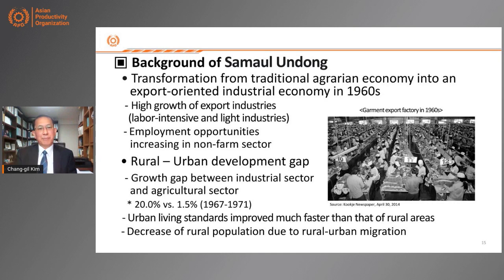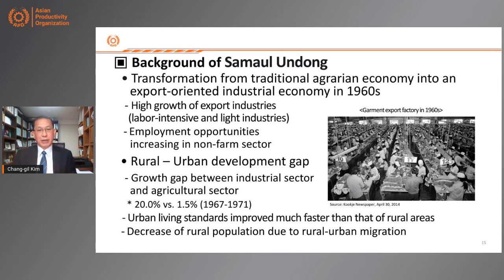Also, employment opportunities were increasing in the non-farm sector. At the time, global rural and urban polarization, or the development gap, was a serious issue. So there was a growth gap between the industrial sector and the agricultural sector. The industrial sector growth rate was 20% annually. However, the agricultural sector was 1.5% during 1967 to 1971.